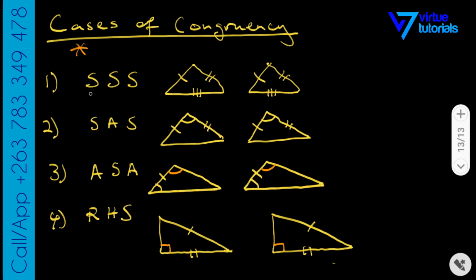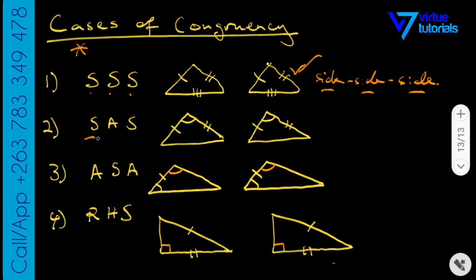So the first case is what we call SSS. It simply stands for side, side, side. It simply means that we found three matching sides, right? The three sides on the first shape are equal to the three sides on the second shape. When that is satisfied, you know the shapes are congruent. So that's side, side, side.